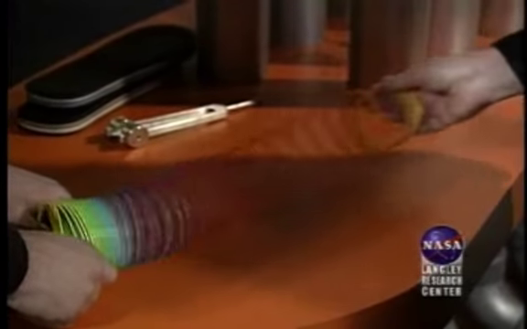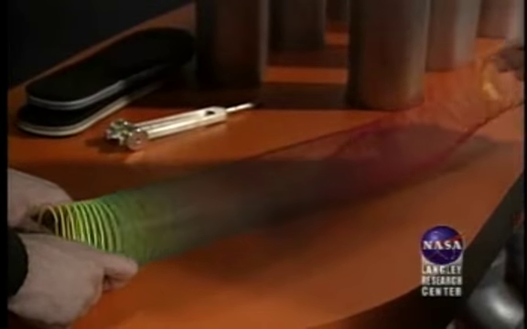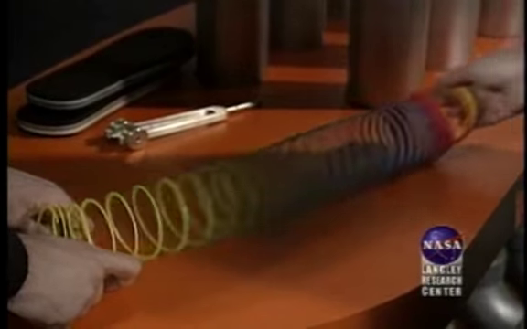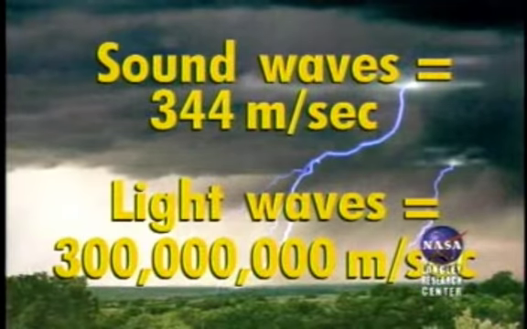What we perceive as sound is due to the alternate squeezing and stretching of molecules through the air. This we refer to as sound waves. Sound waves travel through the air at 344 meters per second. They travel slower than light.